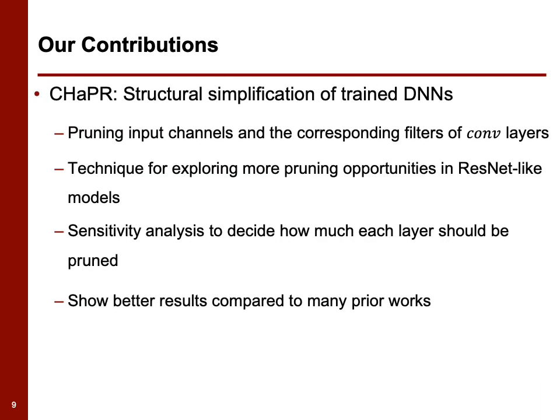Our contribution in this paper is that we propose CHAP'NN, which is a structure simplification technique for trained DNNs. We first show how it can be used to prune input channels and the corresponding filters of a convolutional layer, and then demonstrate a technique for exploring more pruning opportunities in ResNet-like models. To apply CHAP'NN to all the layers in a model, we first perform sensitivity analysis to decide how much each layer should be pruned. And finally, we prune the entire module and show better results compared to many prior works.